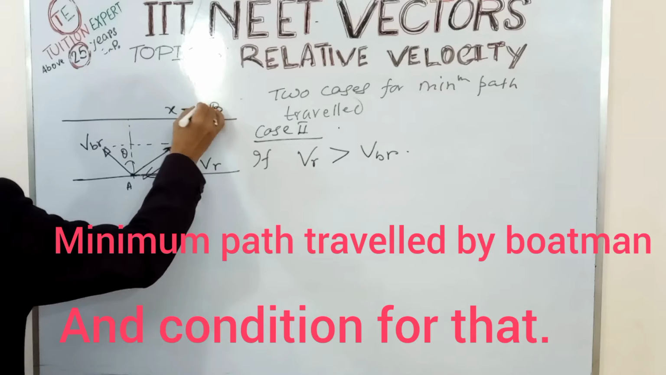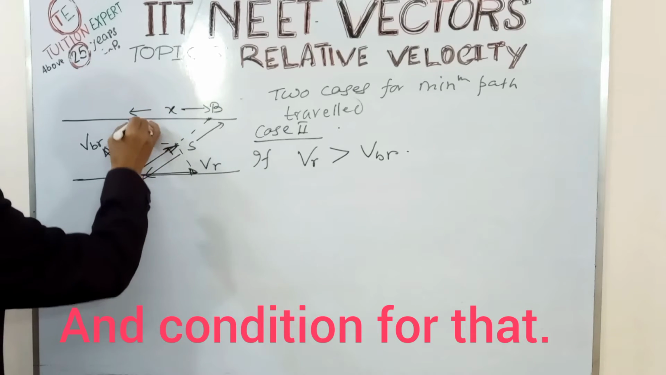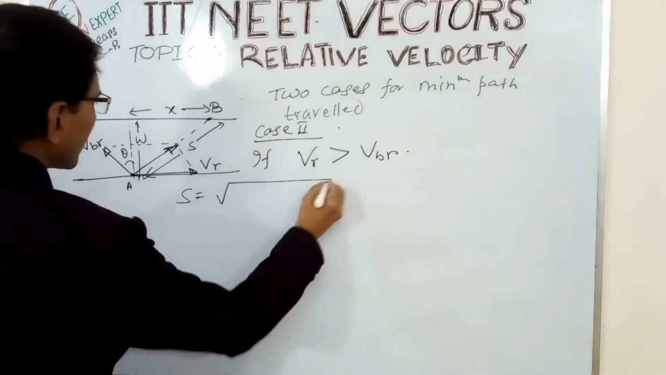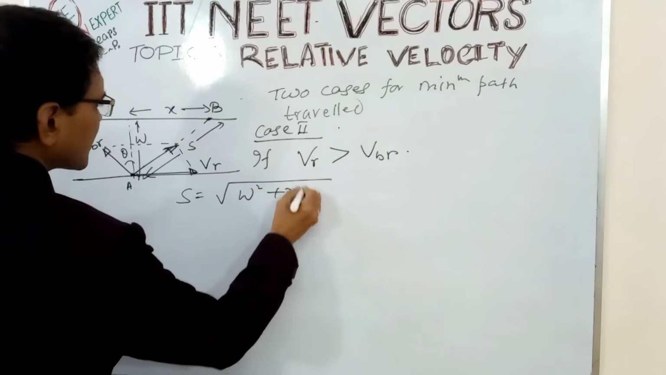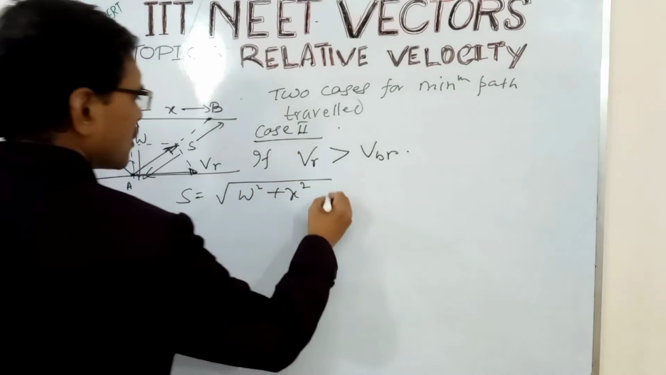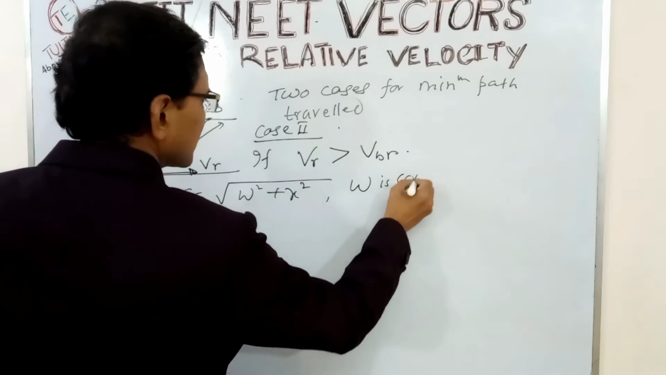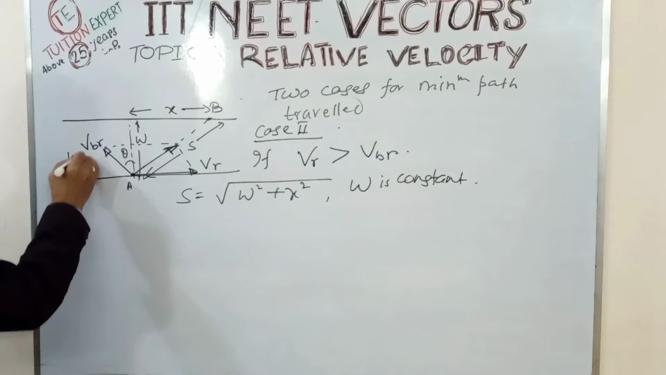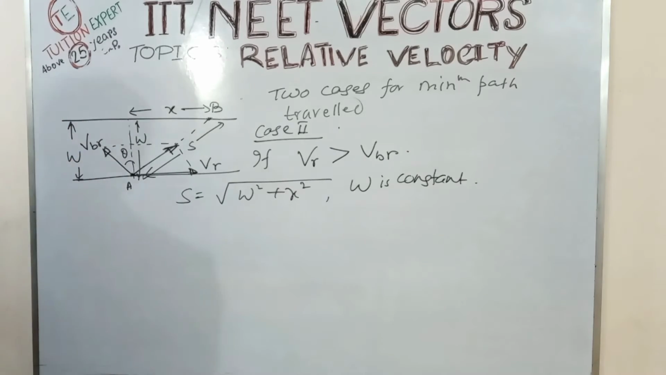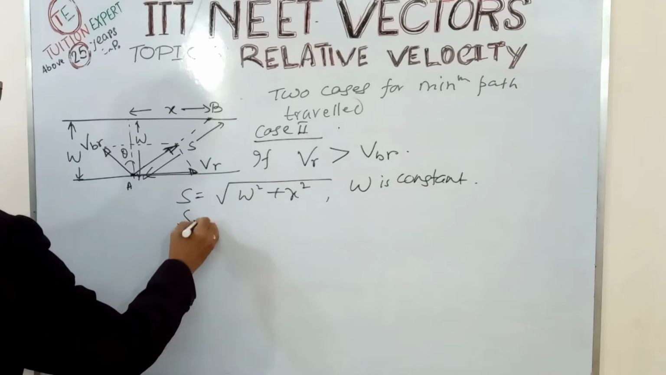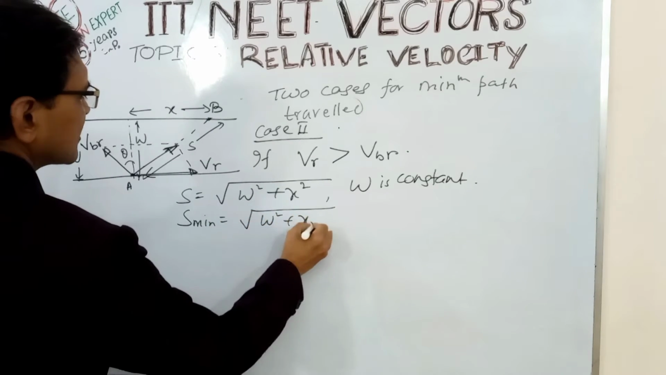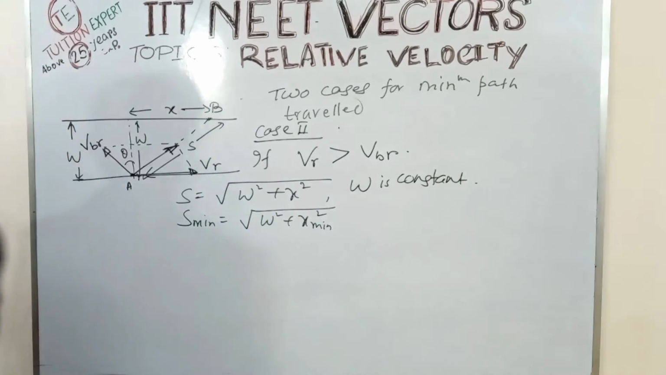So this is x and this is w. What is the path traveled here? S equal to root over w square plus x square. Now w is constant. W means width of the river. W is constant, so S minimum equal to... x is variable.